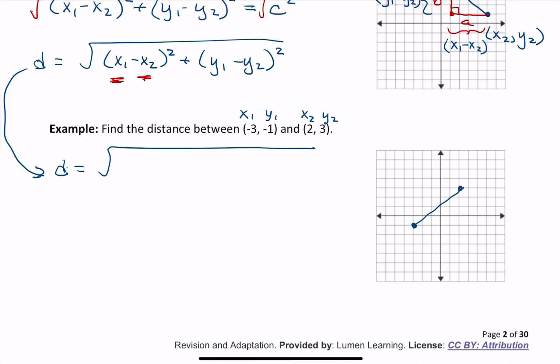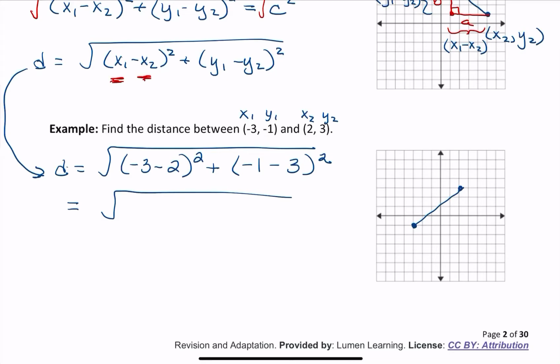So my x1 is going to be -3 minus x2, which is 2. And don't forget to square that. Plus y1 is going to be -1 minus y2, which is 3, and I square that. So I've got the square root of (-3 minus 2), which is -5, squared, plus (-4) squared.